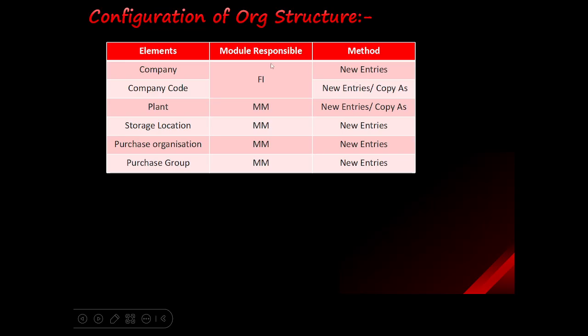So here there is a method. Company we will be creating by new entry. Company code can be created by new entries and also by copying. Suppose you have created one company code in the system, and after that you need to create one more company code. We need not enter all the details again. We can simply use the copy as function and just change the different fields. Same for plant, we can create with new entries and copying. For storage location, it is new entries. Purchase organization, it is new entries. Purchase group is also new entries. We will see in the system how all these elements are created.